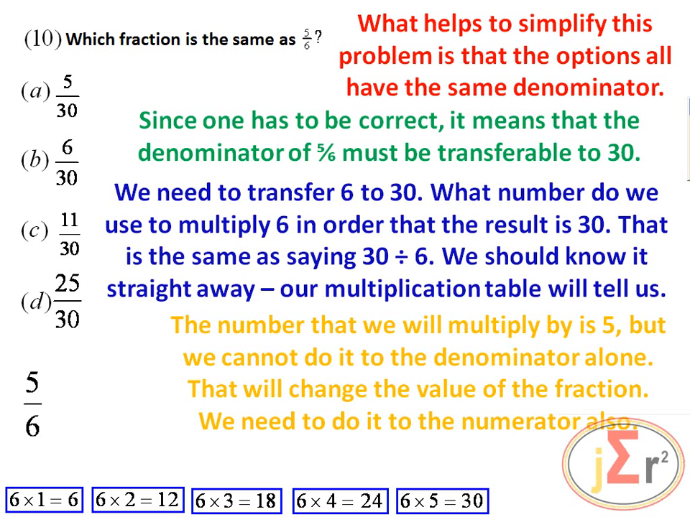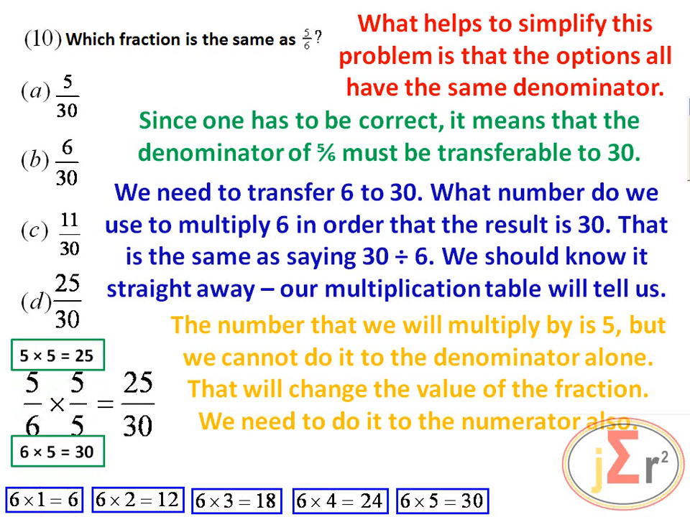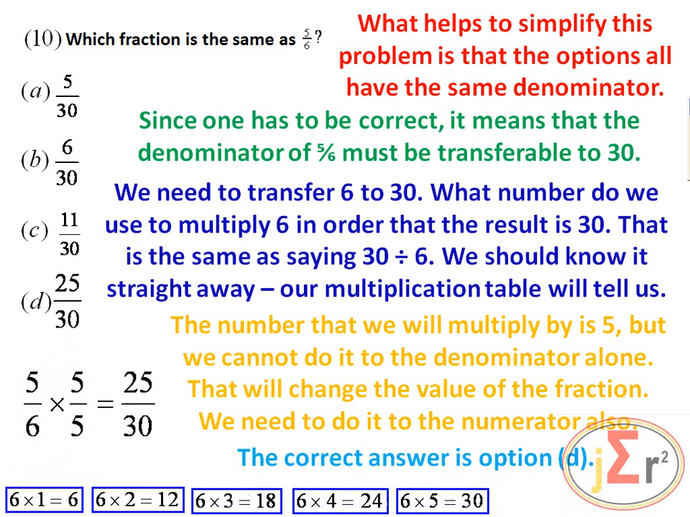But we cannot do it to the denominator alone. That will change the value of the fraction. We need to do it to the numerator also. So multiply by 5/5. What do we get? 5 5s, 25. 5 6s, 30. There we have it. 25/30. The correct answer is therefore option D.